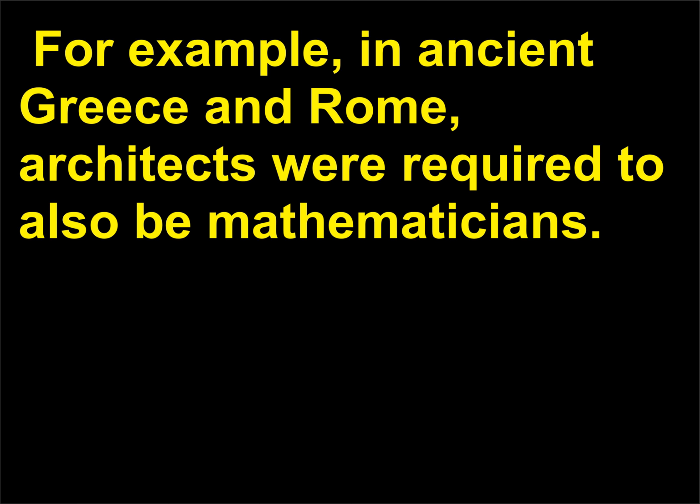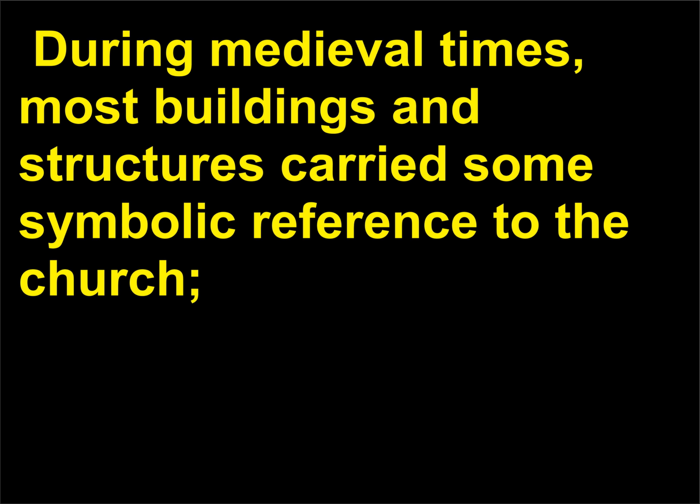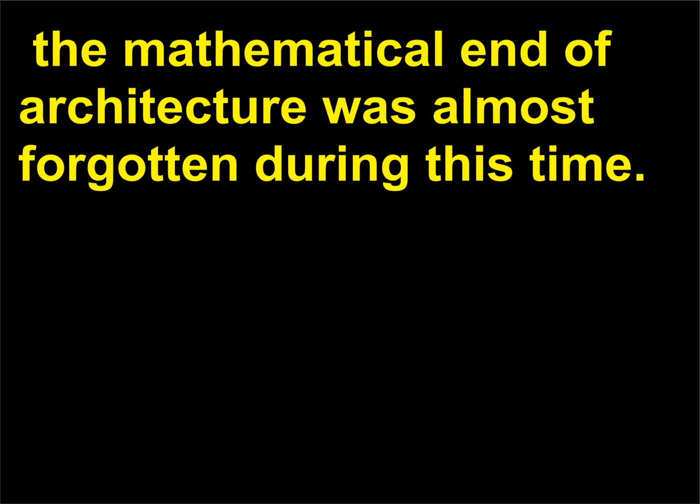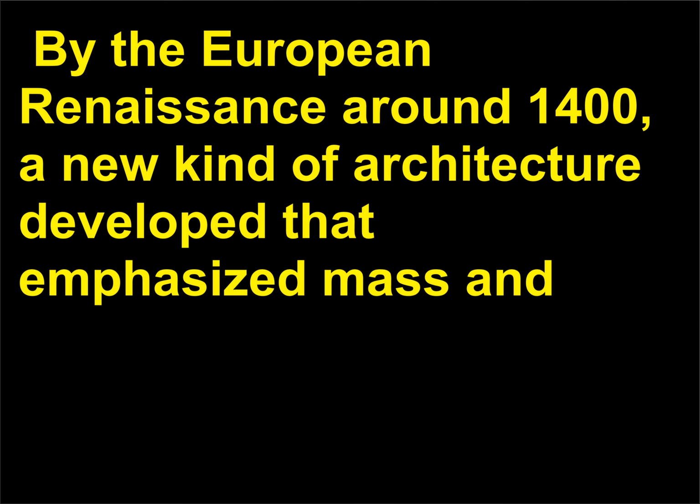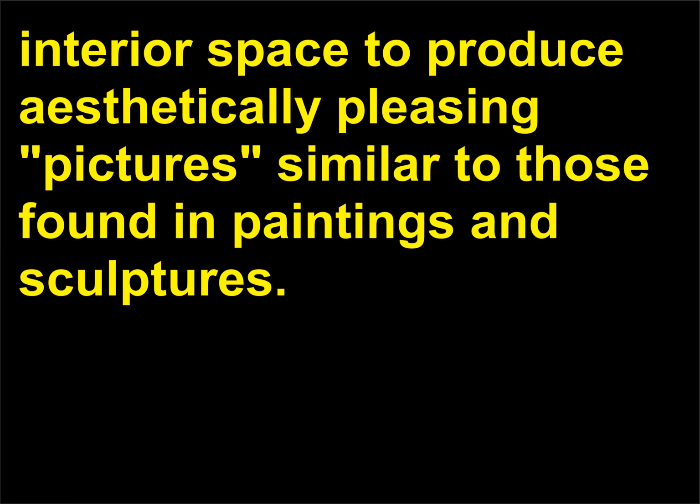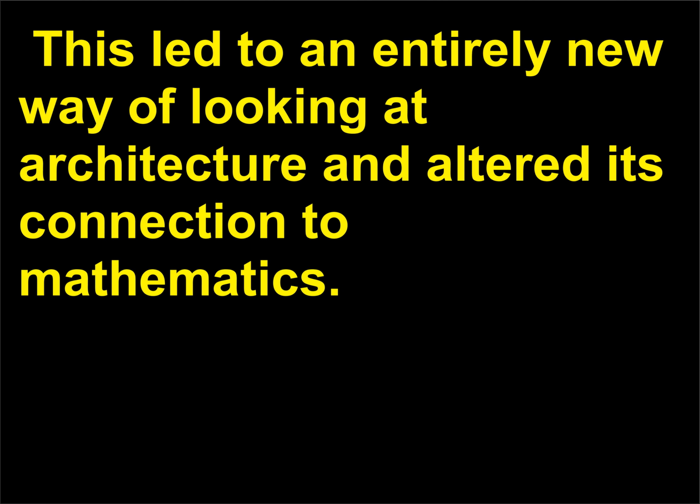For example, in ancient Greece and Rome, architects were required to also be mathematicians. During medieval times, most buildings and structures carried some symbolic reference to the church. The mathematical end of architecture was almost forgotten during this time. By the European Renaissance around 1400, a new kind of architecture developed that emphasized mass and interior space to produce aesthetically pleasing pictures similar to those found in paintings and sculptures. This led to an entirely new way of looking at architecture and altered its connection to mathematics.